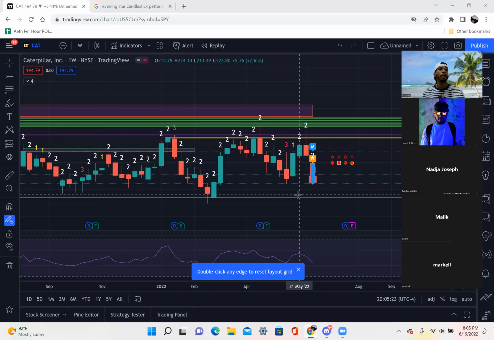We're going to talk about support and resistance. One thing that I am going to do is do support and resistance from a top down analysis, and that's going from a big time frame down to a smaller time frame.